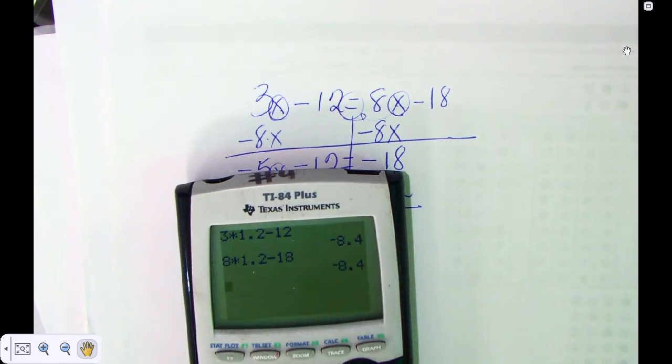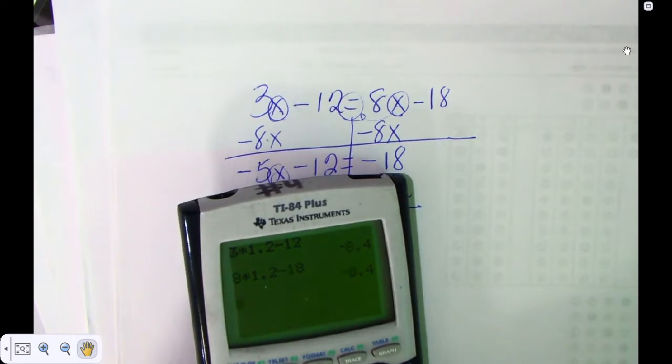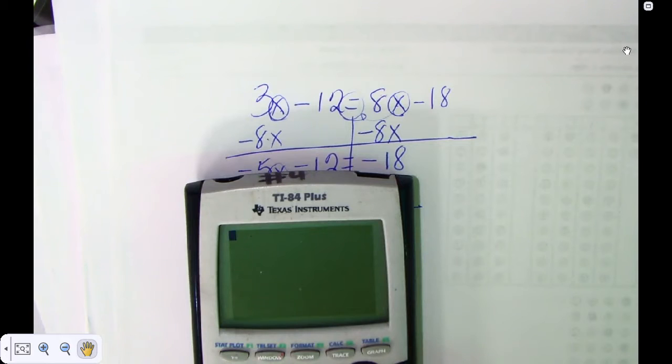Did you get negative 8.4? Yes. Good. So we know we got it right. If you don't get the same thing for both sides, then it's not right, people.